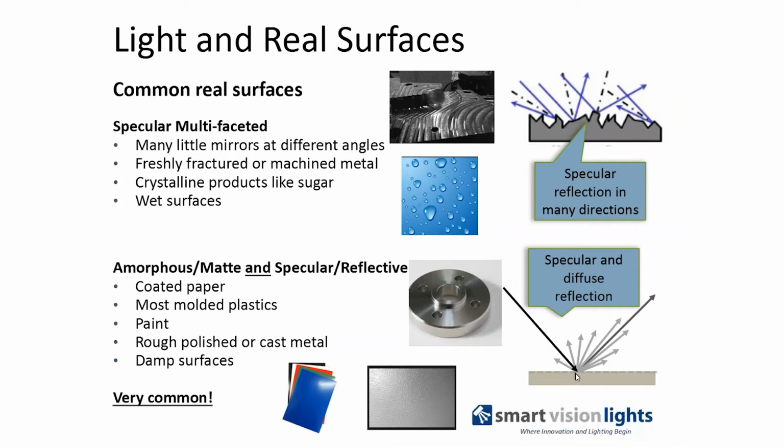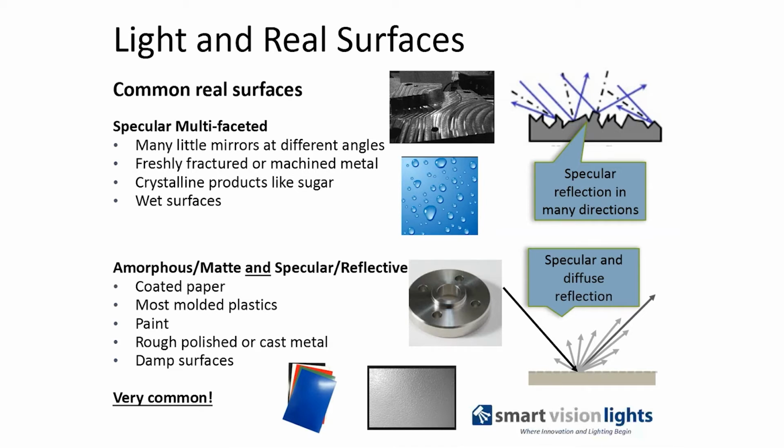A lot of light may hit the surface and bounce off, as in this black vector here, but much of it may also scatter, as in the gray vectors there. So often the real world is a combination on the object you're inspecting, and you get a combination result.